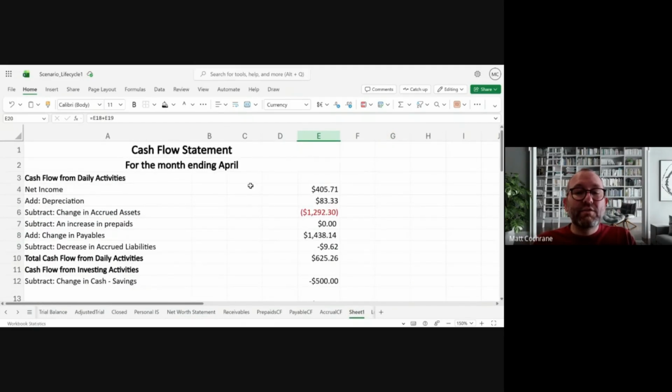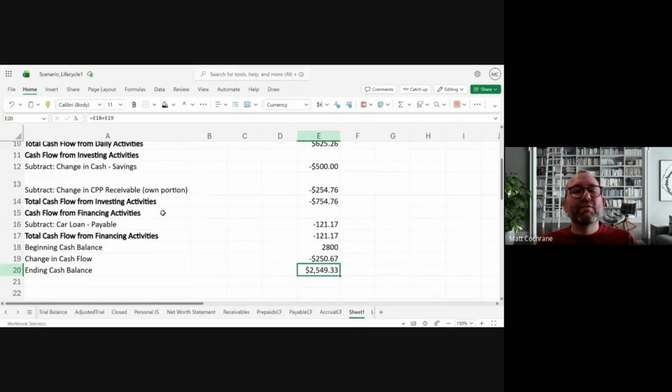And it's used really to show you, where did the cash go? Did it go to daily activities? Did it go to investing activities? Or did it go to financing activities?